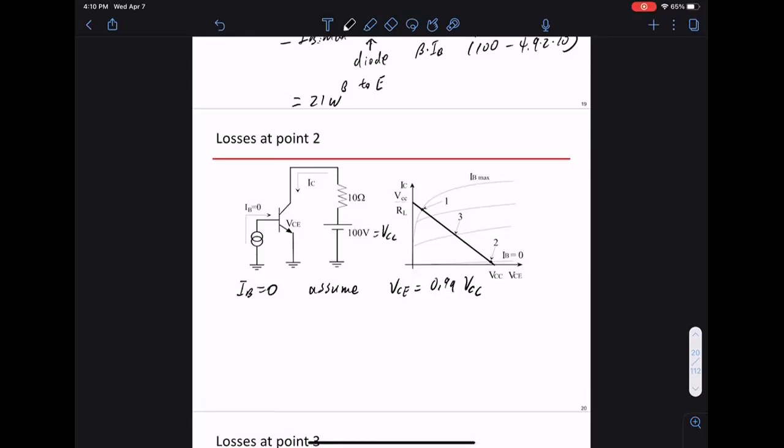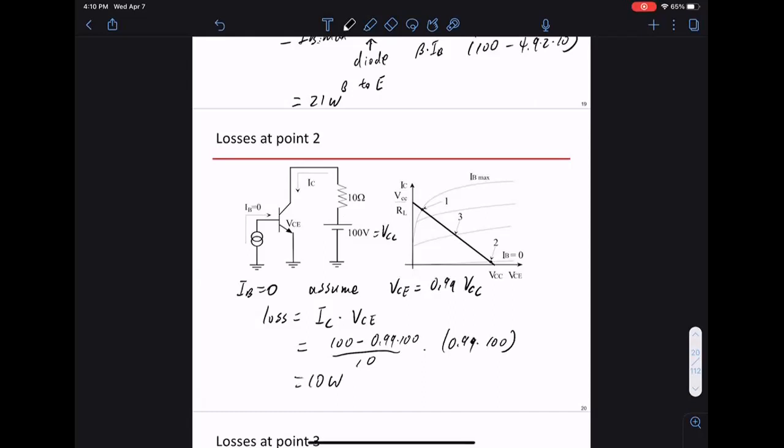So how much power are we losing? My total loss is the current, there's still some current flow, multiplied by the voltage drop across VCE. And this is my loss across the resistor. So how much current flows? I have the source as 100 minus 0.99 times 100. This is my voltage difference across the resistor. Divide by 10, this is my current. Multiply by 0.99 times 100. This is my voltage. And then we get 10 watts.